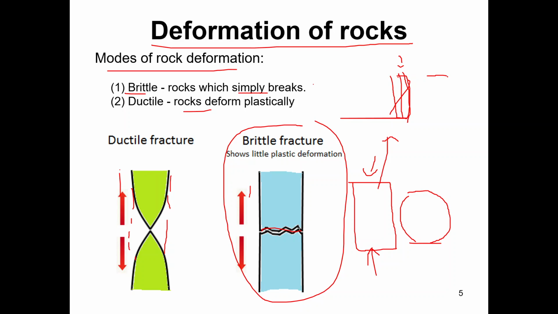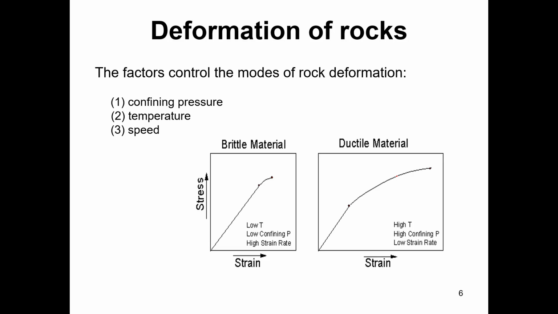So it can break here. This is simply a break. But in this one we change the shape. That's why it's ductile, not brittle. So this is how rocks deform by mode. The factors that control the mode of rock deformation, even in soil, are the confining pressure, temperature, and speed.